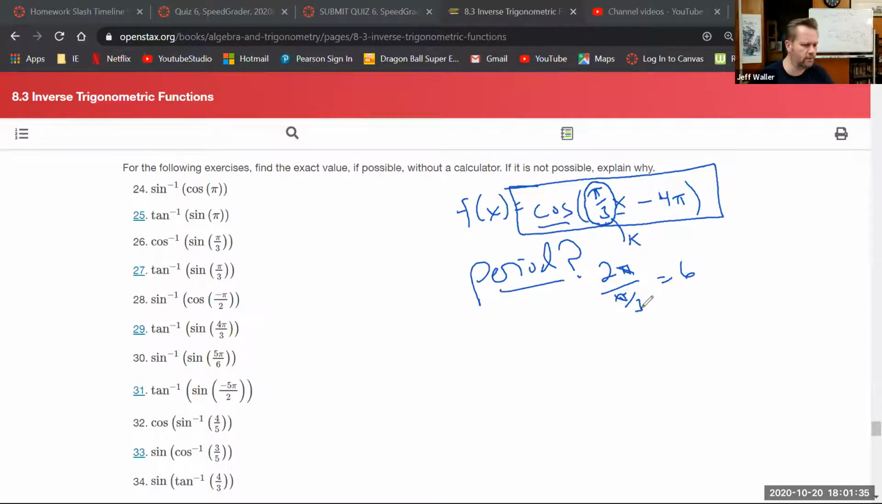All right. Anything else before we... Oh, here's something else. Let's see. Yes. So what trig functions have a period of 2 pi?